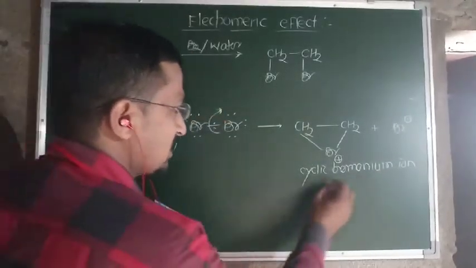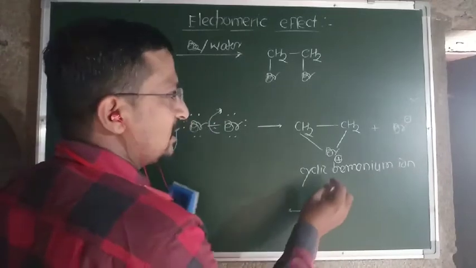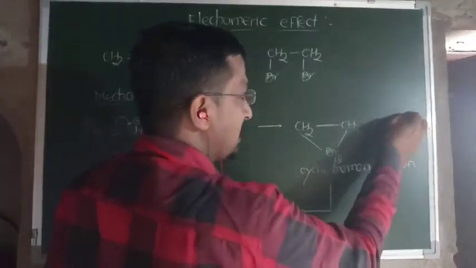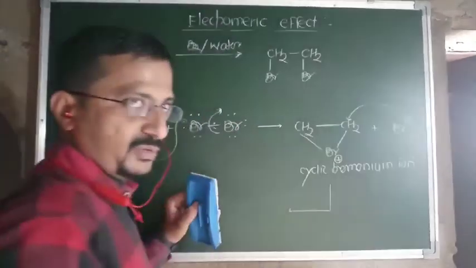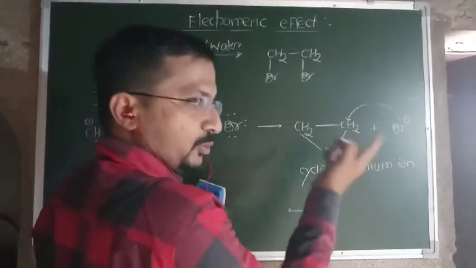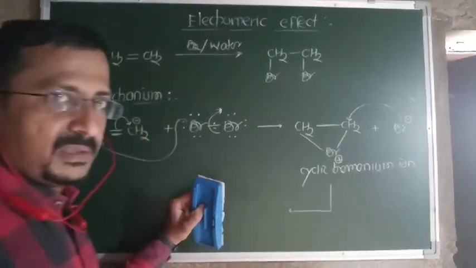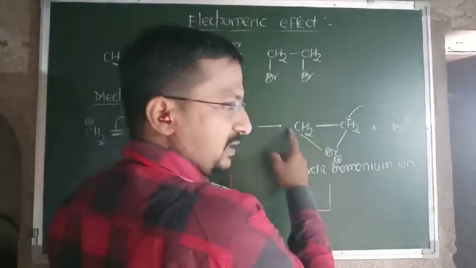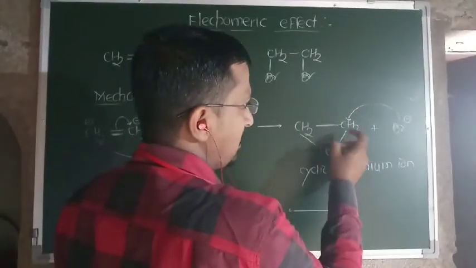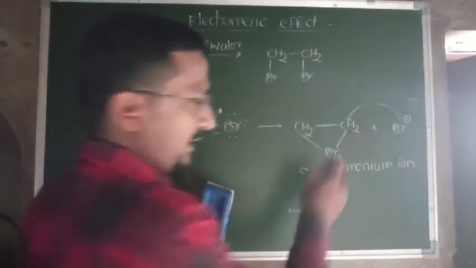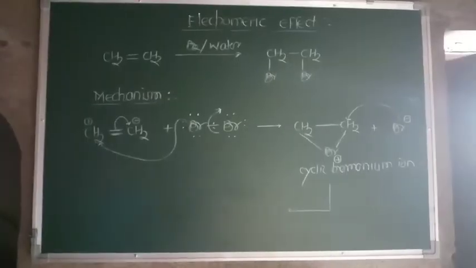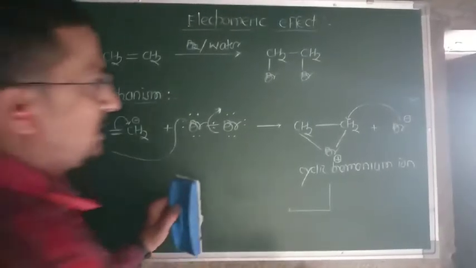And in the next instant, what happens? Yes, this Br minus attacks this carbon atom. Either it attacks this or this, no problem, because both sides are symmetrical in nature. It may attack this carbon atom, it may attack this carbon atom. When it attacks this carbon atom, then what happens?